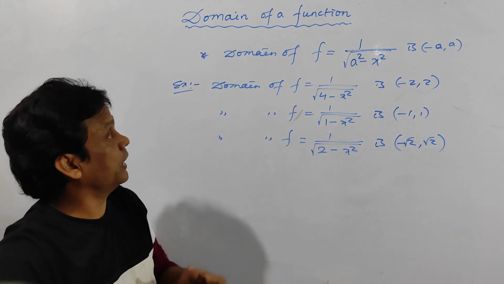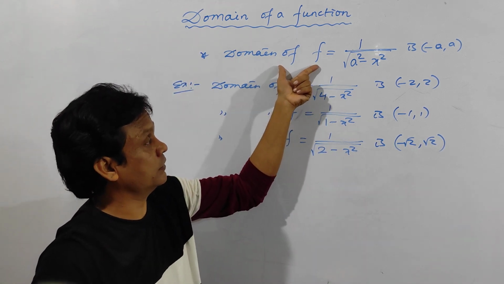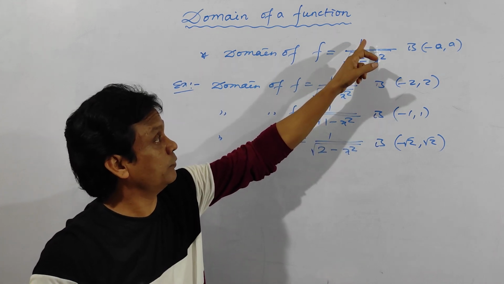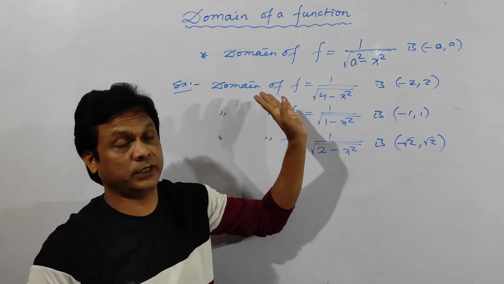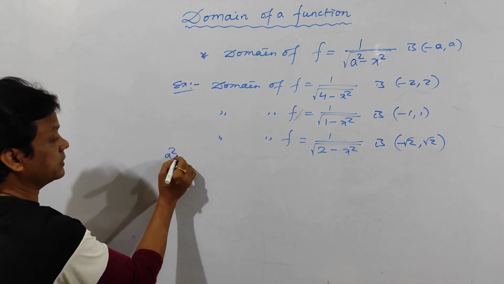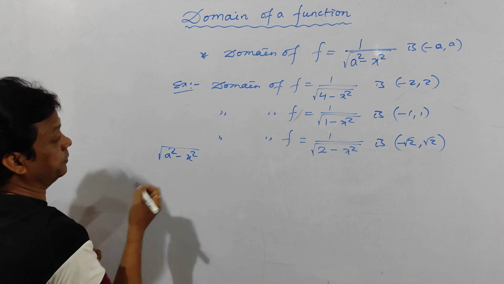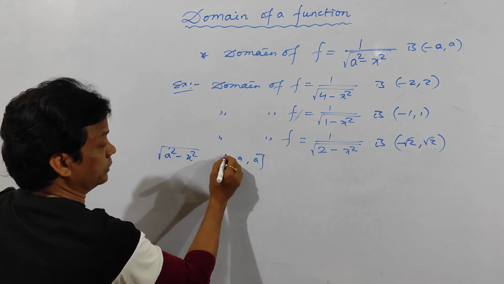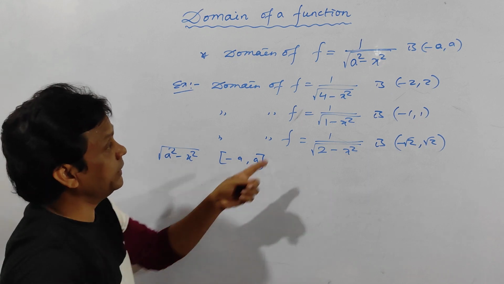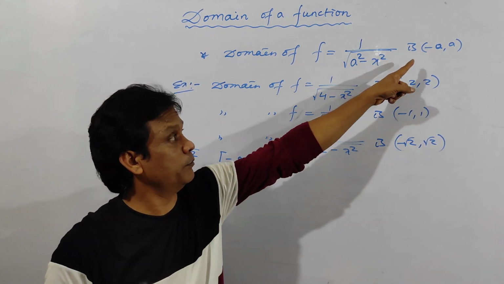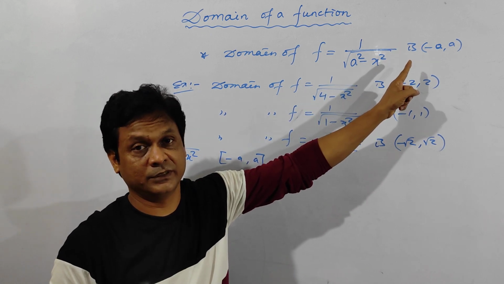Clear? So I have told you 2 formulas today. Square root of a square minus x square, then 1 by square root of a square minus x square. Clear? So what is your formula? First, if root over a square minus x square is there, then its domain is the closed interval minus a to a. And if it is in the denominator, the reciprocal of this one, the domain will be the open interval minus a to a. Clear?